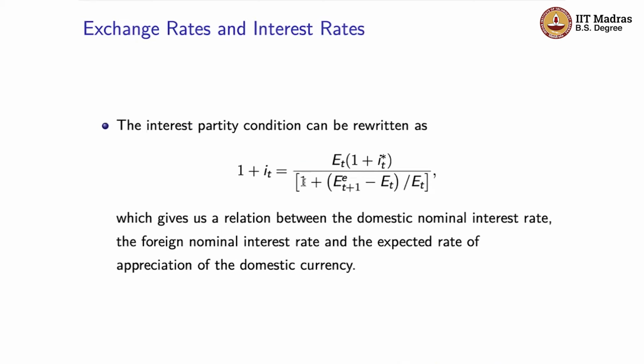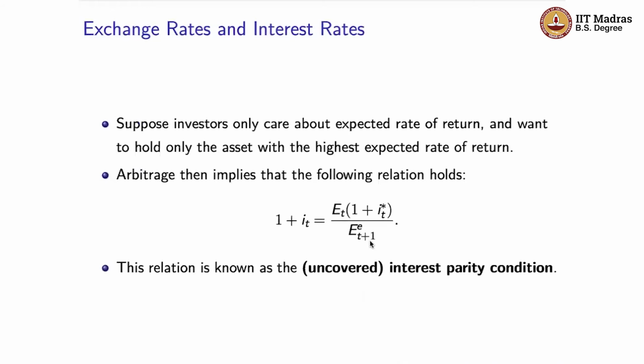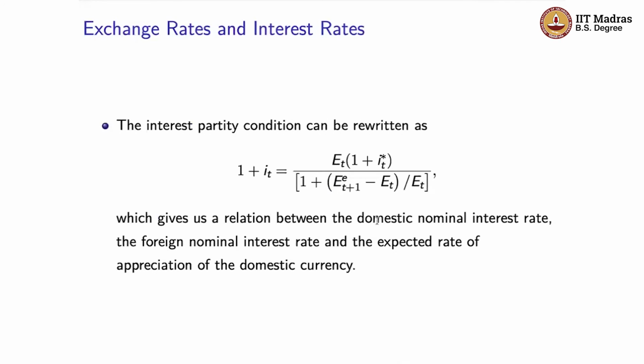So if you simplify this expression that you see in the denominator, this is just E_t plus 1 by E_t minus 1 plus 1. So minus 1 and plus 1 cancels out, and then you end up getting the same expression. So what's the advantage of writing this in this format? Well, this basically gives us a relationship between the domestic interest rate, which is this term, the current exchange rate, which is this term, the foreign interest rate, which is this term, plus in the denominator, you have now this term, which is nothing but the expected rate of appreciation of the domestic currency, right?